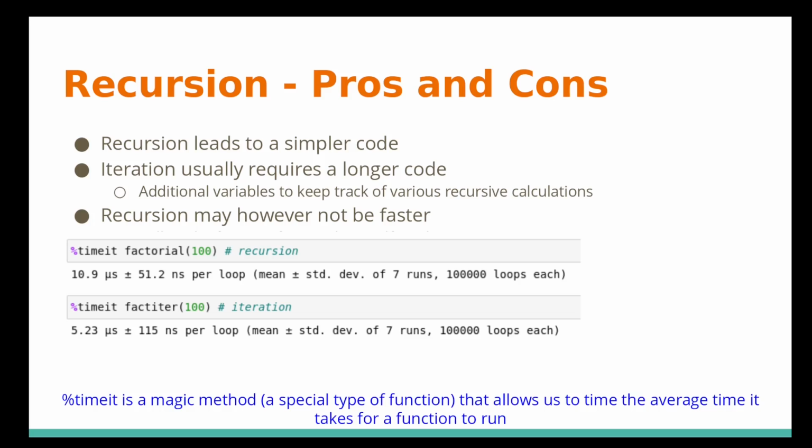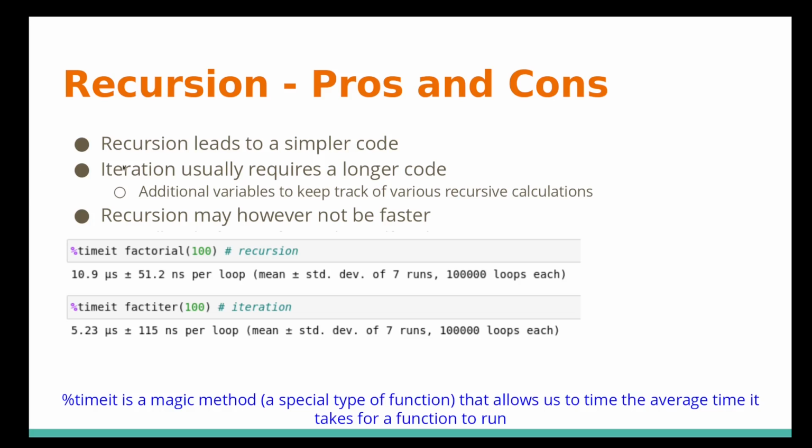But is recursion faster than iteration? So if I were to do a factorial of 100, I'm going to use a magic function called %timeit. A magic function is a special type of function that helps us calculate the average time it takes to do this calculation. Remember, your computer is also doing several things in the background. So it makes several runs, and then it sees what the average time is and what the standard deviation associated with it is.